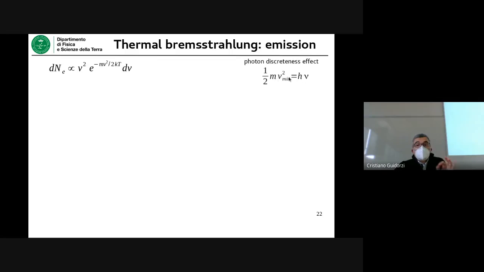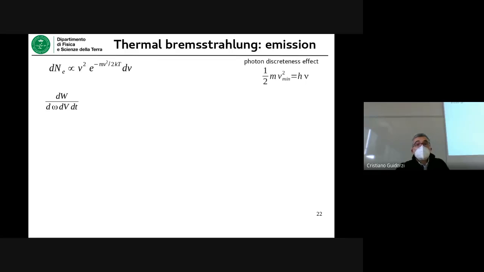So it means that at a given frequency nu, only electrons with velocity greater than v_min can contribute. If the electron is less energetic than the photon, there's no way, by conservation of energy, that it can emit that photon. So this is important to bear in mind.